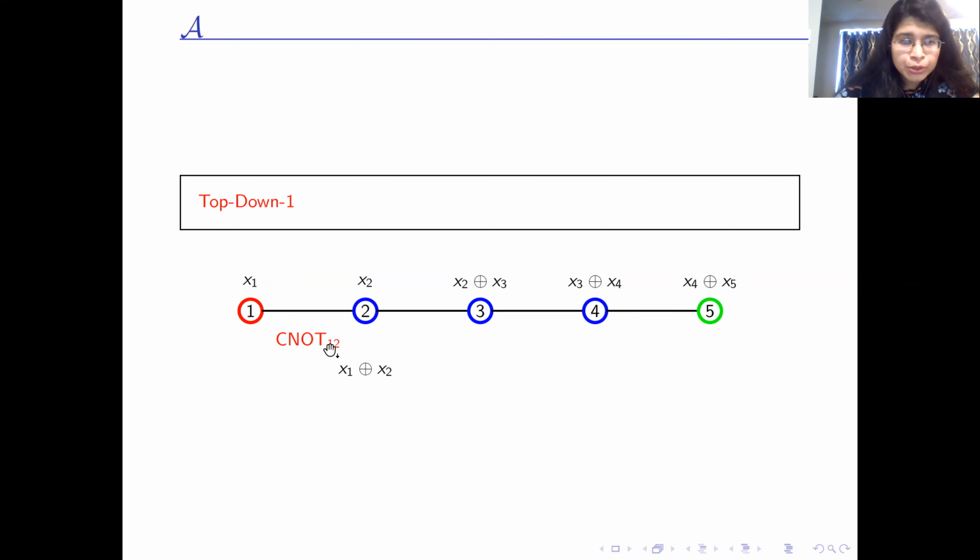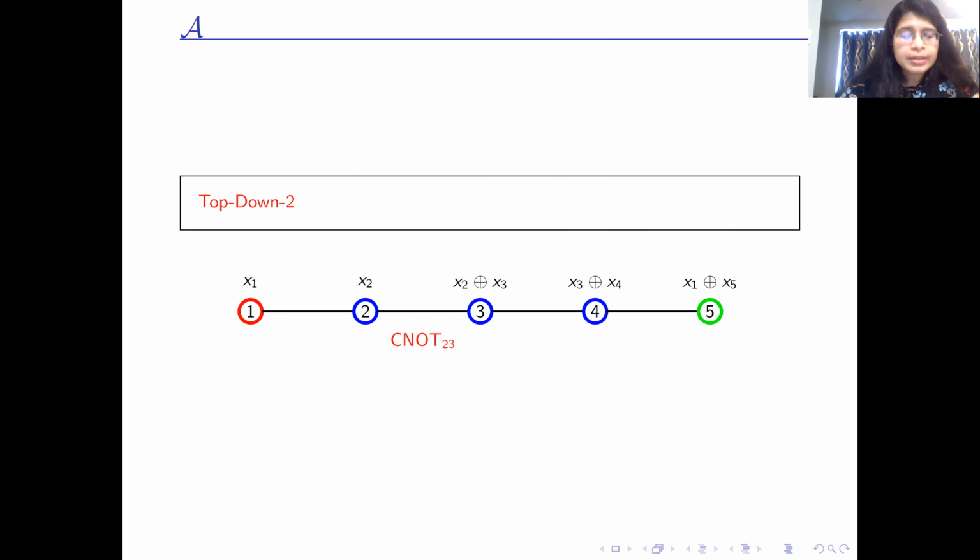So here we should remember that the first index is the control, the second index is the target. And the parities change as follows. So this time we see the parity at the leaf becomes X1 XOR X5, as we wanted. Now we want to correct the parity at the Steiner nodes. So we again do a traversal, this time from the second last node towards the root. So we place the CNOTs and the parities change as follows.